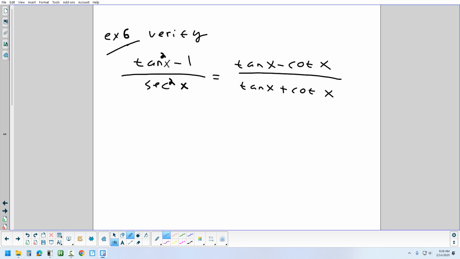You might think that this top is a Pythagorean identity. It looks like an identity almost, but it's not. The identity is 1 plus tangent squared equals secant squared. The 1 and the tangent, if they're on the same side of the equal sign, have the same sign. They're both positive. Here, one's positive, one's negative. So even though it's kind of close to an identity, it's not.